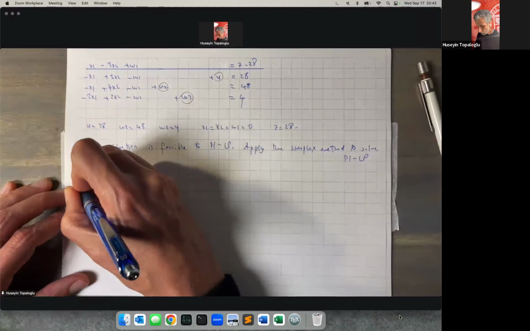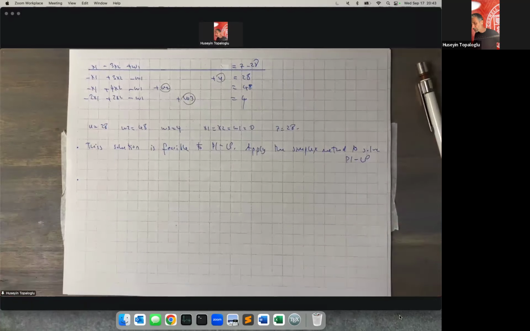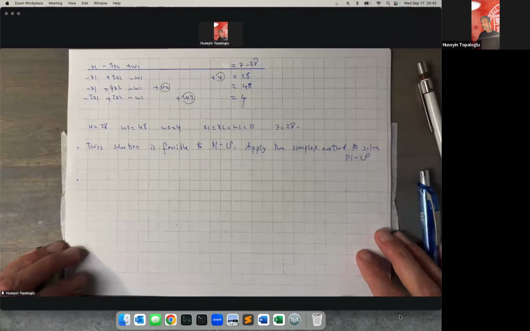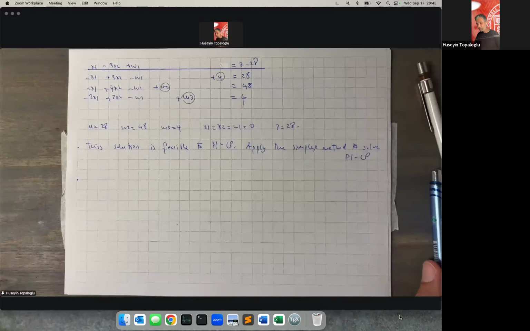Great. So from this point on, we're going to apply the simplex method as we know it to solve the phase 1 linear program. And this is something that we did in the last lecture. So we're going to go through the iterations of the simplex method relatively quickly, so I do not waste your time in this lecture all that much on this.